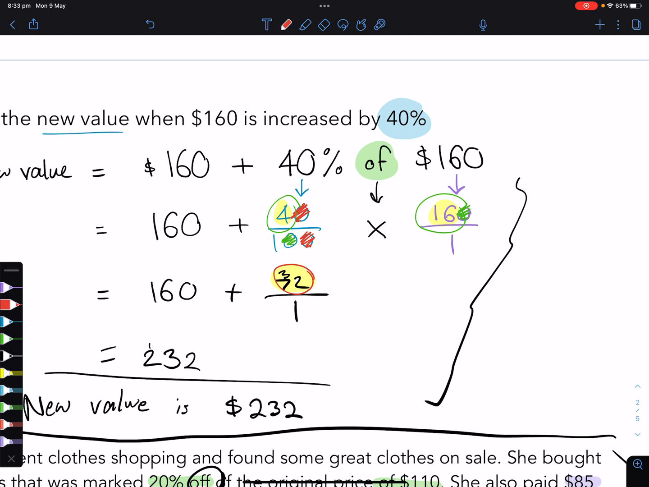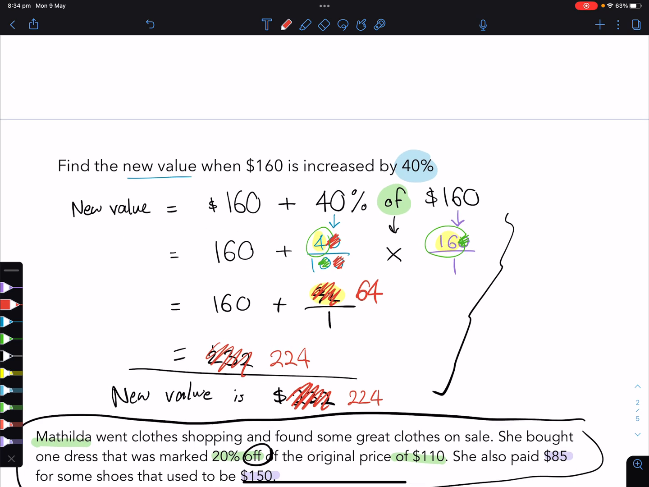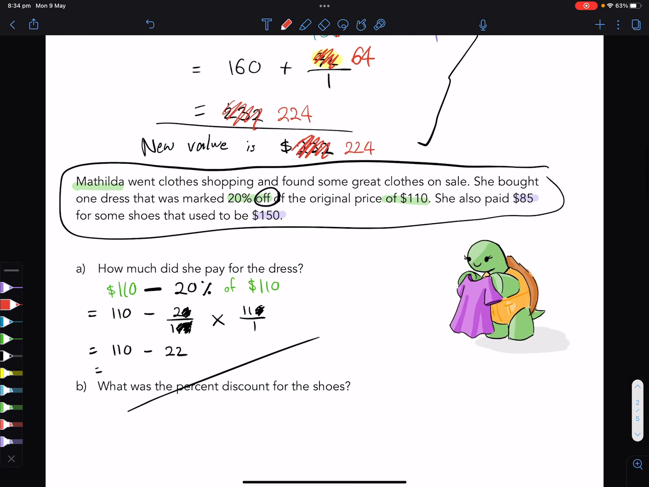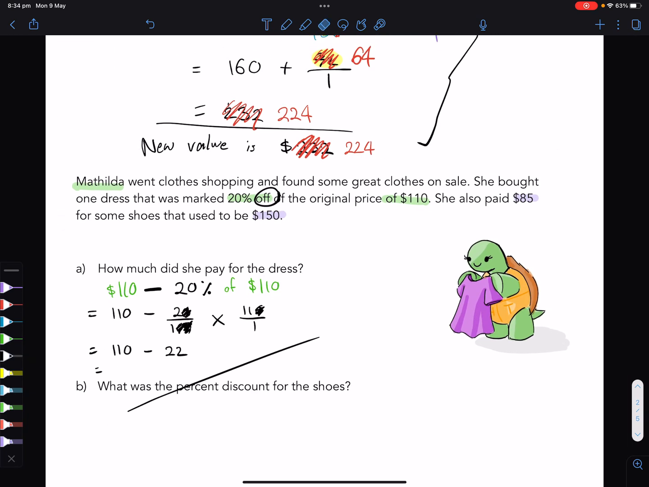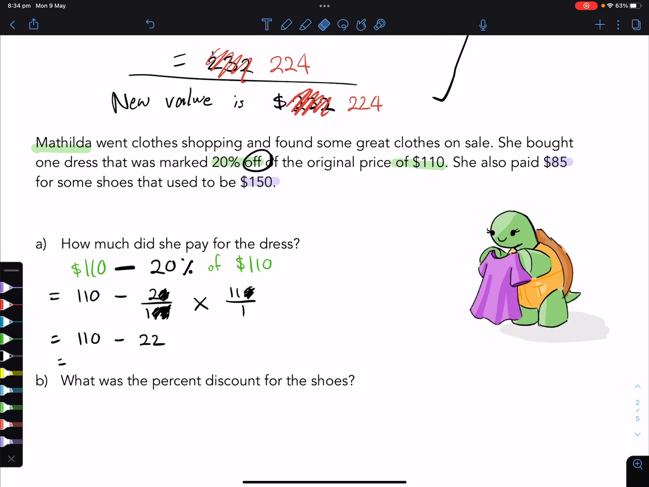I thought I did that too quickly, and at the end of the video I would have gone back and checked my answer before submitting my exam paper. But you're all smarter than me, so you wouldn't have that issue, of course. This number here should have been 64, and then that would change my final answer to 224. Returning back to this one here.